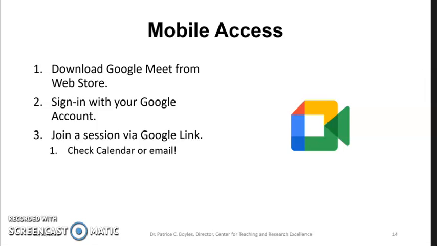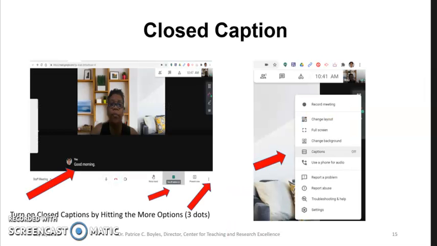Mobile access. You will just simply download Google Meet from the web store and join a Google link. You have an option. Closed captions, you will access simply by those option buttons, and here captions are off, and you can simply turn the captions on.